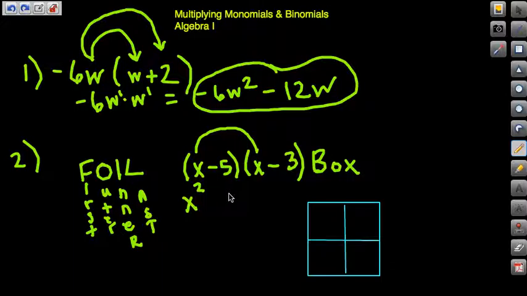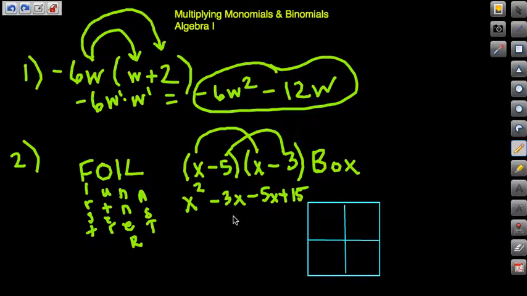And then we're going to multiply the outer terms. So x times negative 3. So that's negative 3x. And then we're going to go ahead and multiply our inner terms, so negative 5 times x, which is negative 5x. And I'm getting a little short on room here, but we'll squeeze it in. And then the last term is negative 5 and negative 3. So negative 5 times negative 3 is positive 15.